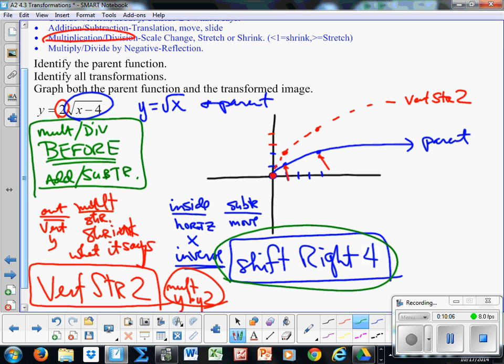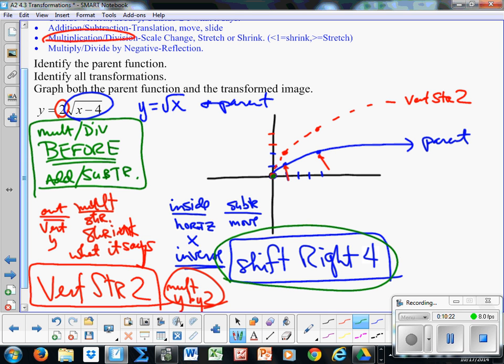So typically, anything dealing with a stretch or a shrink, I do first, and then I take that image and slide it. You don't have to do it that way, but I will tell you that it works. I think it's the safest thing to do. Okay, so shift right 4.